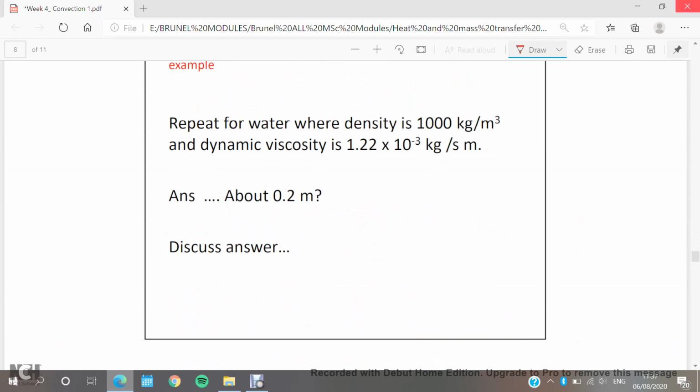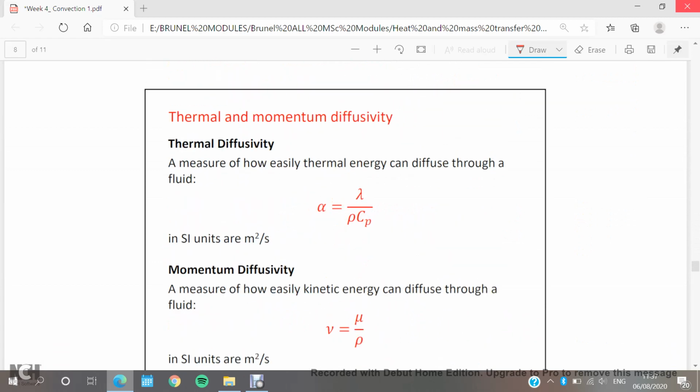Okay, there is another example here. You can discuss it at home or you can do it at home.